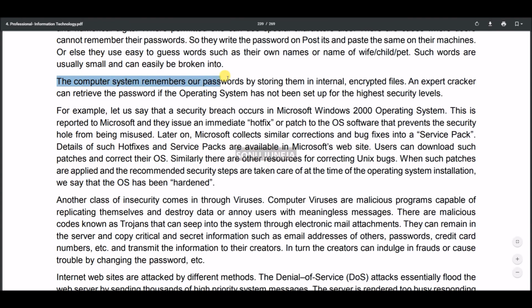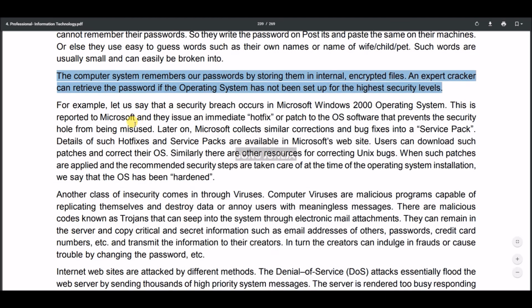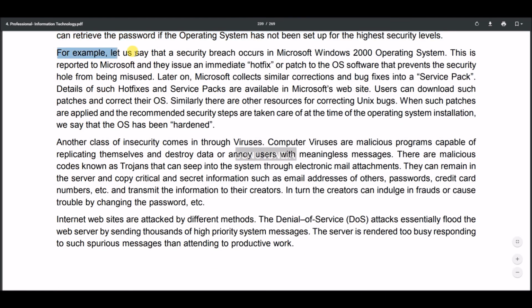The computer system remembers our password by storing it in an internal encrypted file. An expert cracker can retrieve the password if the operating system has not been set up for the highest security level. For example, let us say that a security breach occurred in the Microsoft Windows 2000 operating system. This is reported to Microsoft and they immediately issue a hotfix or patch of the operating system software that prevents the security hole from being misused. Later on, Microsoft collects similar corrections and bug fixes into a service pack.